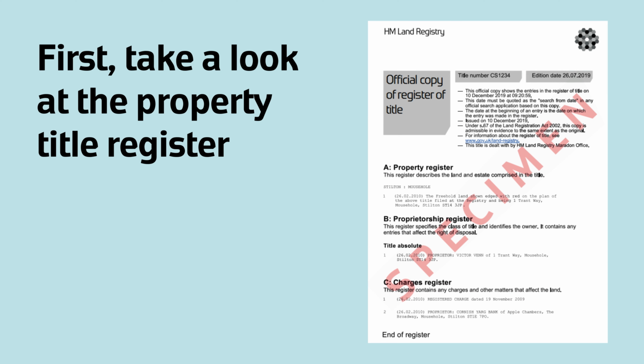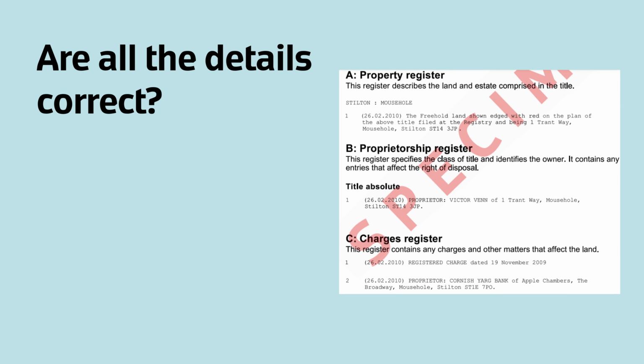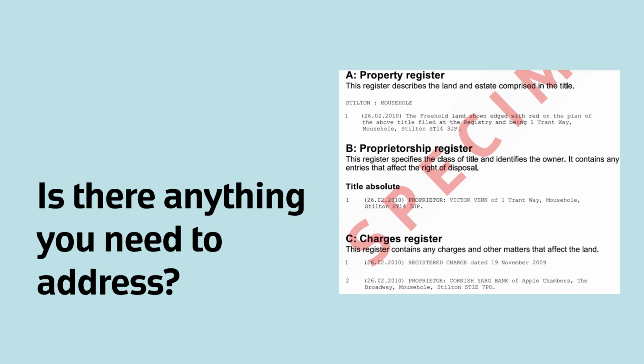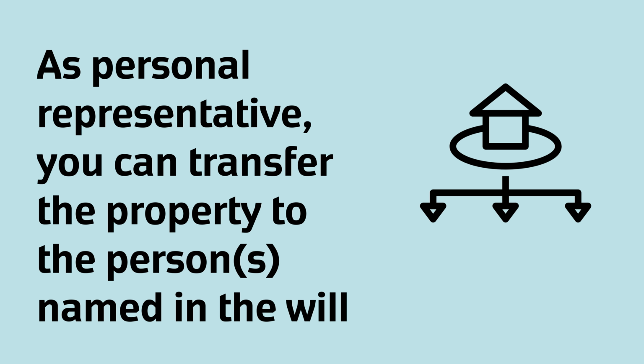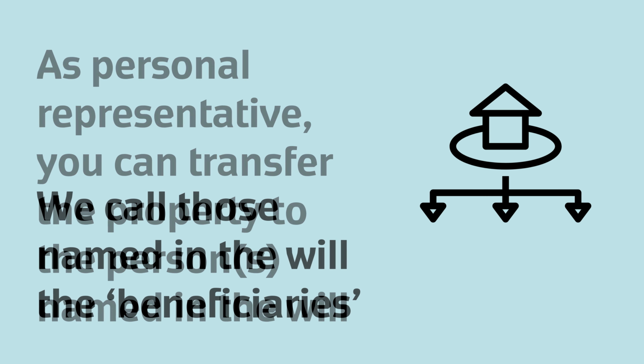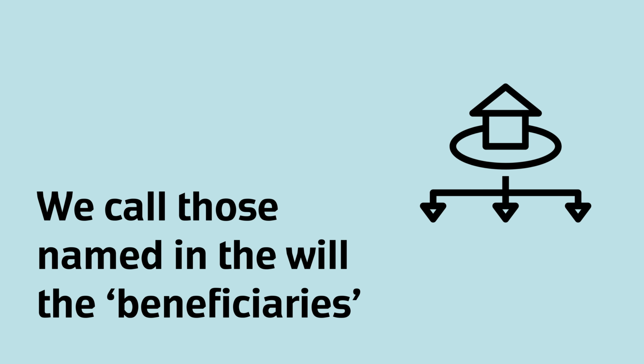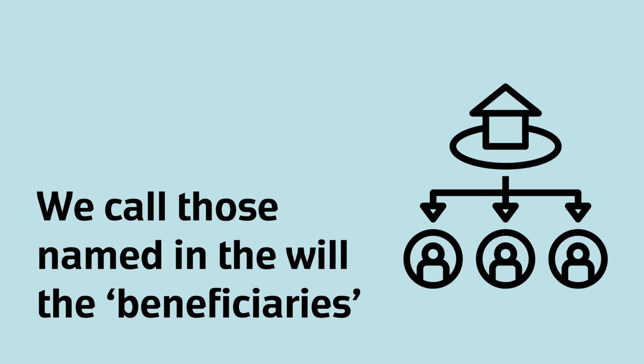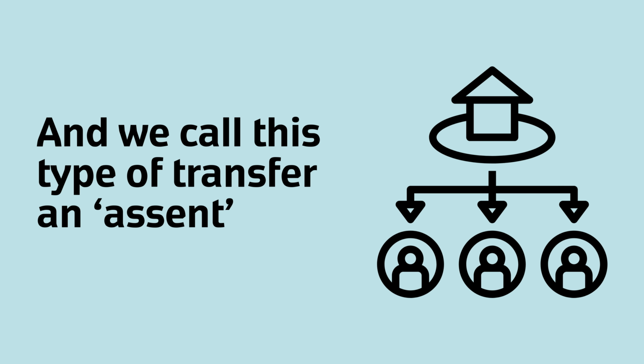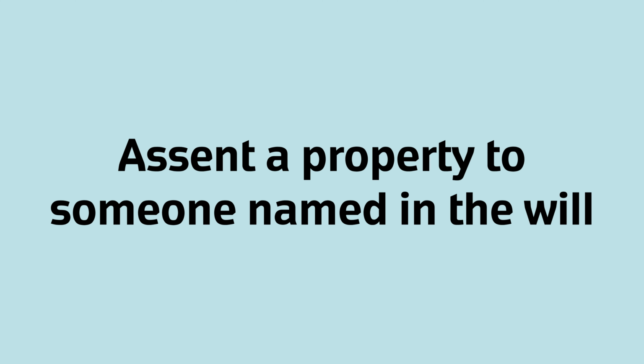First, take a look at the property title register. Are all the details correct? Is there anything you need to address? As a personal representative of the deceased, you can transfer the property to the person or persons named in the will. We call those named in the will the beneficiaries, and we call this type of transfer an assent. Let's look at how to assent a property to someone named in the will.